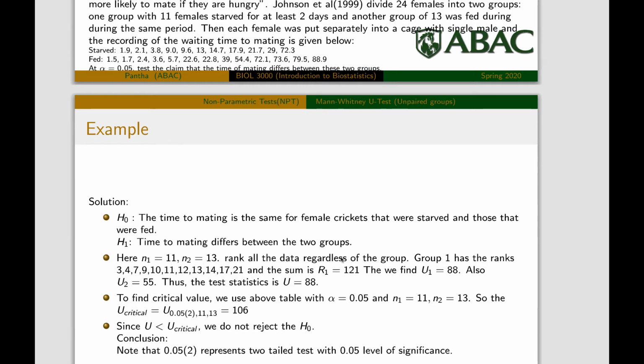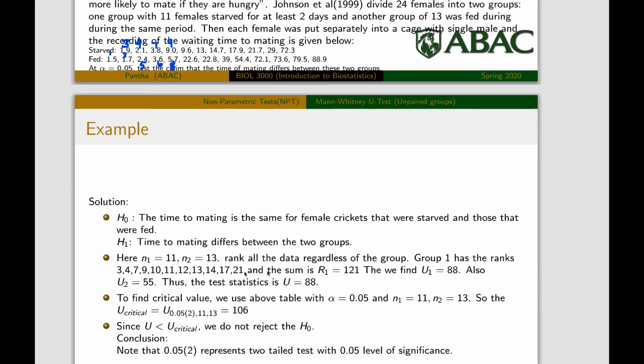So rank all the data regardless of the group. How do you rank it? The smallest will be 1, right? So you rank it 1, this is 2, this is 3, this is 4, this is 5, because the smallest of the two groups is 1.5, that is 1. Second smallest is 1.7, third smallest, fourth, fifth, and then this is 6th, 7, then 8, then 9, and so on. And you see that group 1 has the ranks 3, 4, 7, 9, 10, 11, and so on. Similarly, you can find out the ranking of group 2. The remaining ranks will be for group 2.